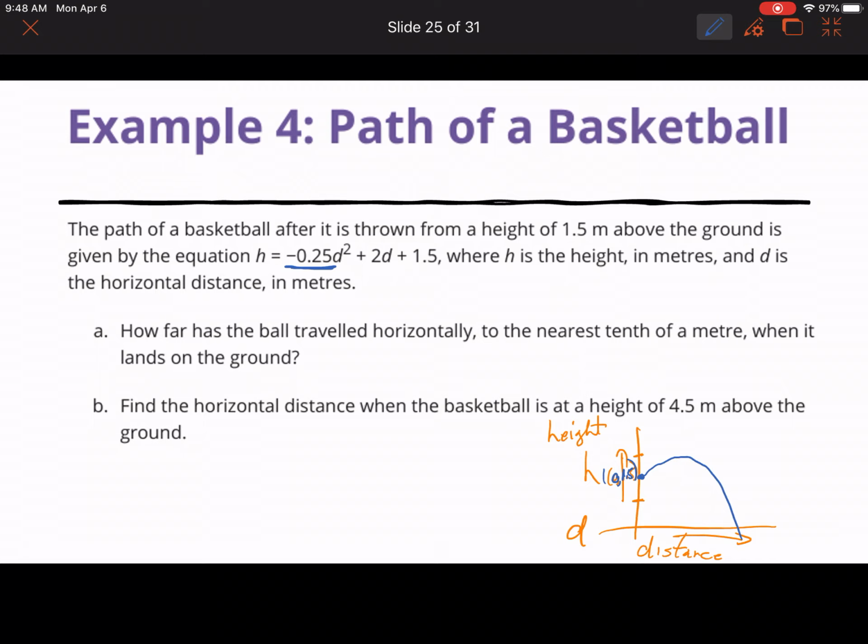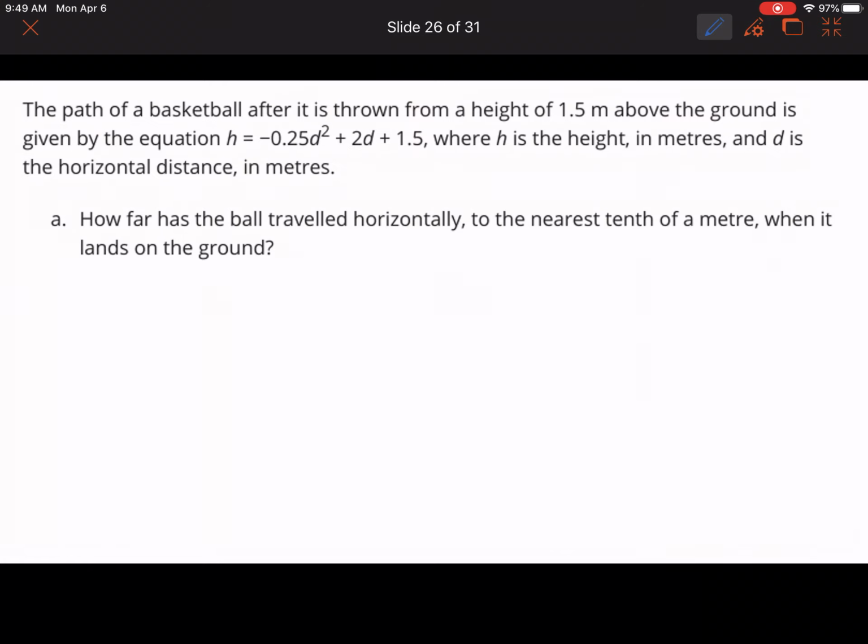How far has the basketball traveled horizontally to the nearest 1/10 of a meter when it lands on the ground? So what is that actually asking for? Its landing point. What's its landing point? It's our x-intercept, or roots, or zeros. That's what that's looking for. And then we'll tackle B after. So how far has the ball traveled horizontally to the nearest 1/10 of a meter when it lands on the ground? So what we're asking for is when h equals 0.